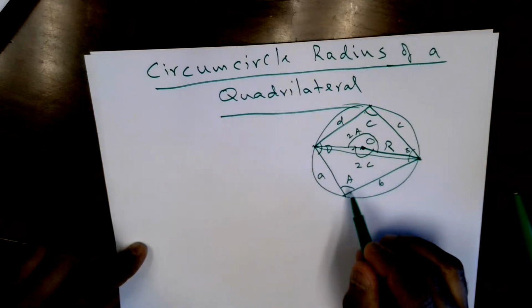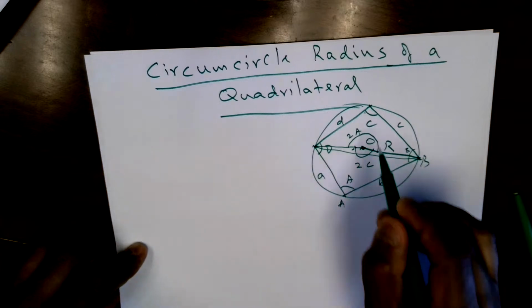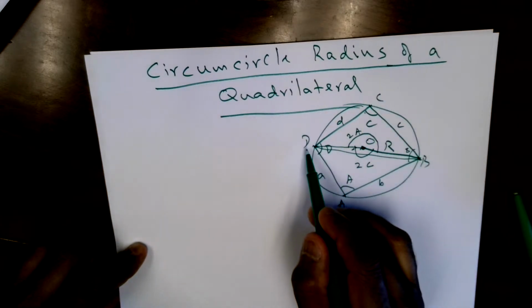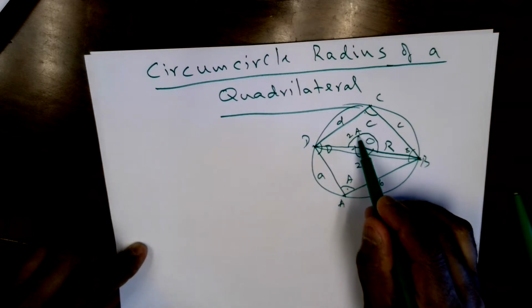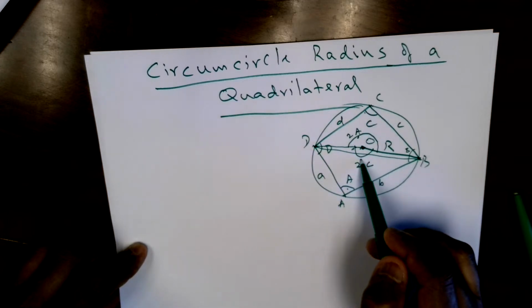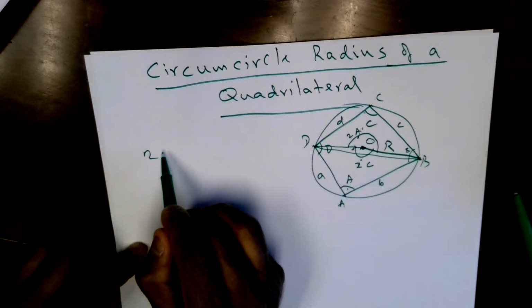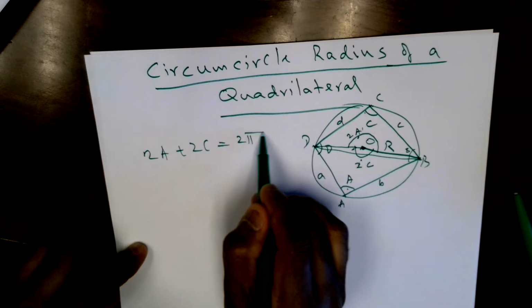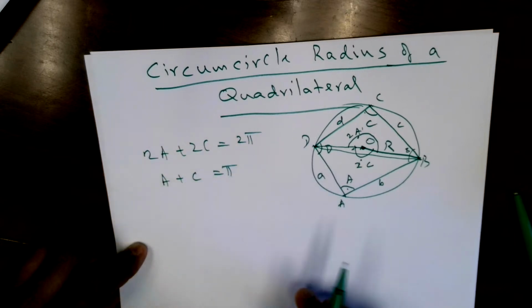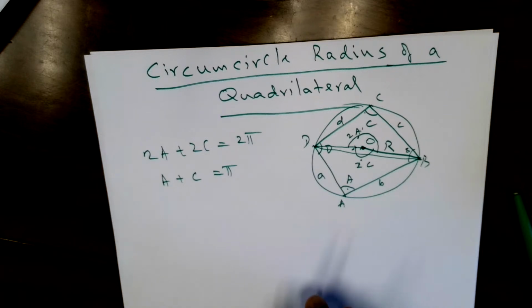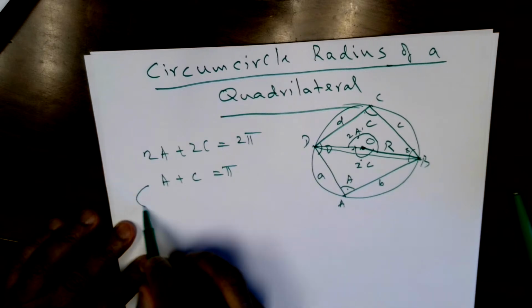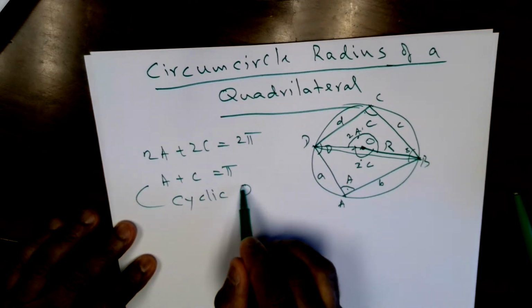If you consider this quadrilateral ABCD, and the triangle ABD, then this A projects here at the center 2A, C projects 2C, but 2A plus 2C is 360, or A plus C is pi. So this is clearly necessary. And I'm going to show that this is also actually sufficient while I do the construction. So this is where we start. So this is the condition for a cyclic quadrilateral.